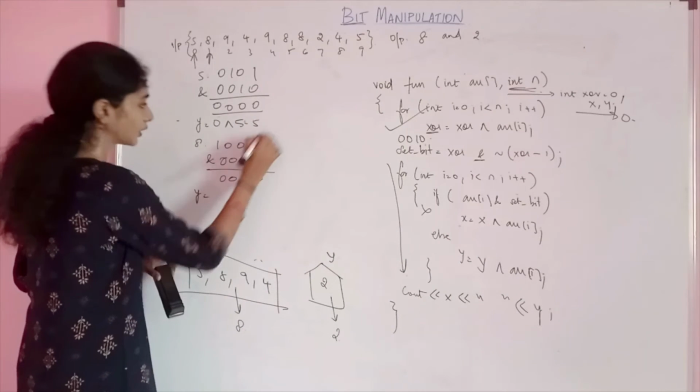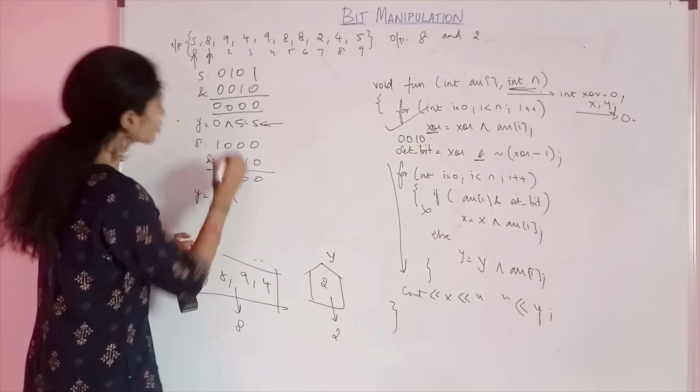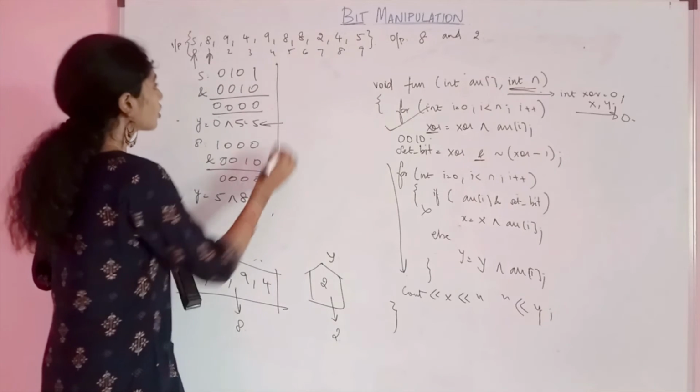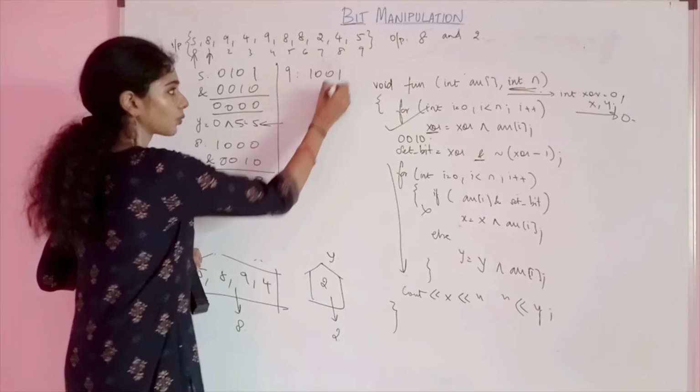So again, y is equal to y. You already have a value of 5 here. Okay. So 5 XOR with 8. Alright. So again, iteration continues. So what will happen? I get a value of 9. 9 is 1, 0, 0, 1.